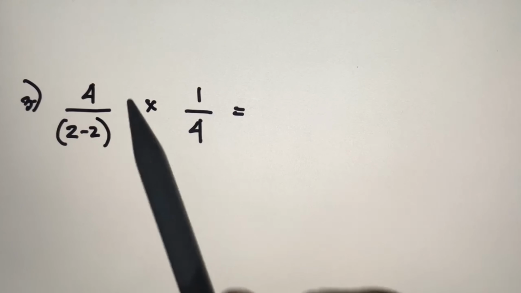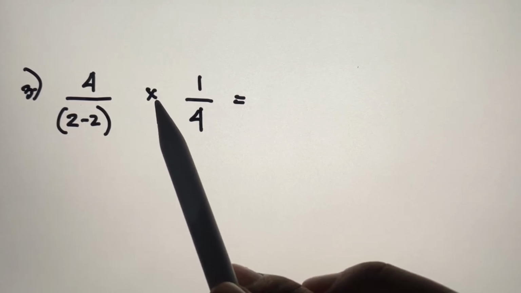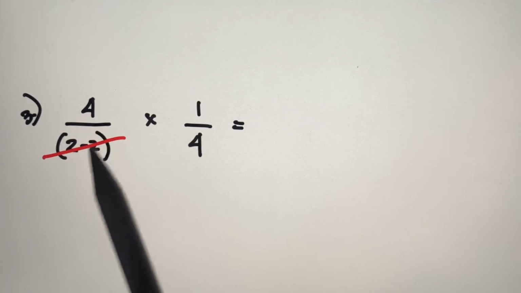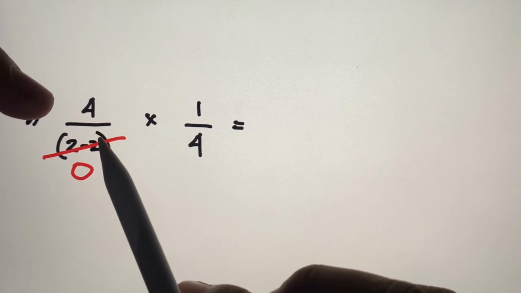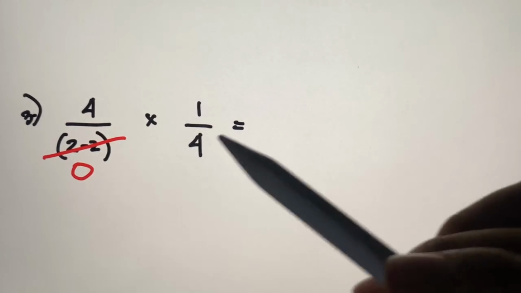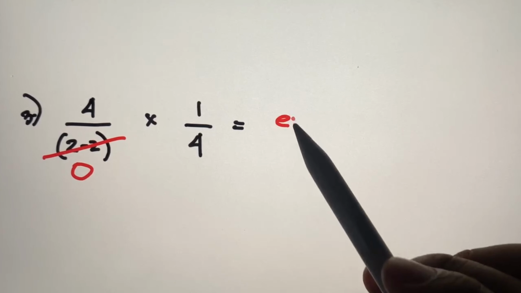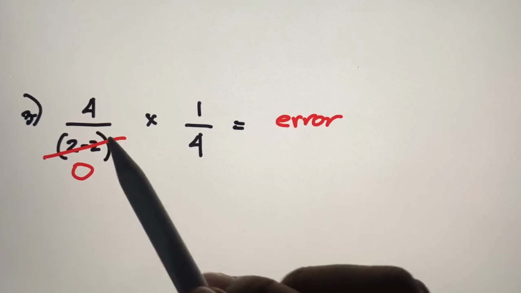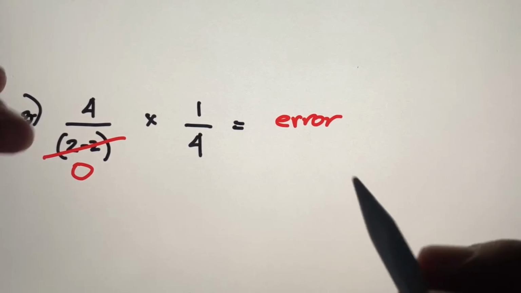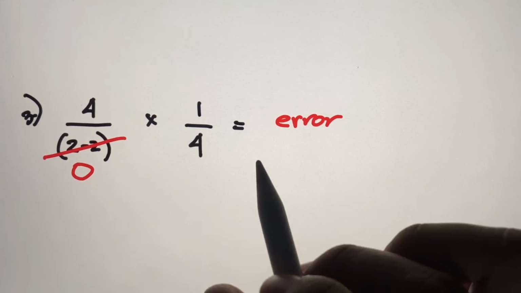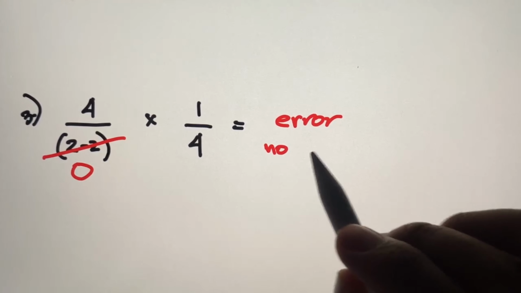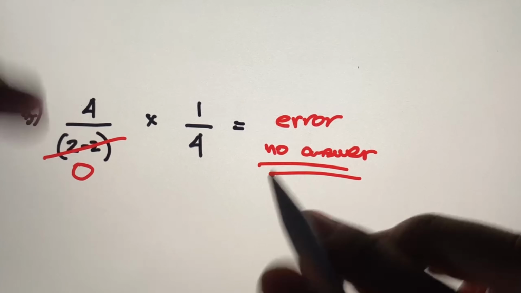So lastly, we have 4 over 2 minus 2 multiplied by 1 over 4. This is like the reciprocal of the given. But in here, our denominator would become 0, and this is our concern. If a denominator is 0, that is actually an invalid given, and this is an error problem. This is an erroneous problem. You can't divide a number by 0. You can't have a divisor that is 0. We can't have a denominator equal to 0 because that is an erroneous problem. So for this problem, you should expect that it would have no answer.